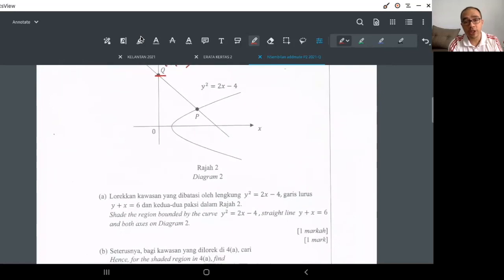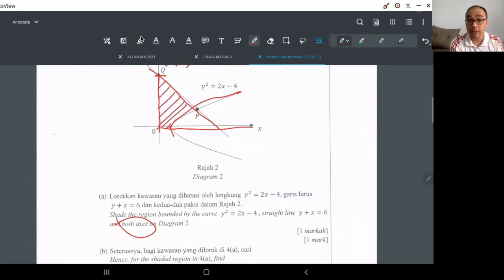So the first question is shade the region bounded by the curve y squared equals to 2x minus 4, the straight line y plus x equals to 6, and then both axes. So here and here. When you look at everything, there's only one region where all 4 lines are in that region, which is this region, and only that region.